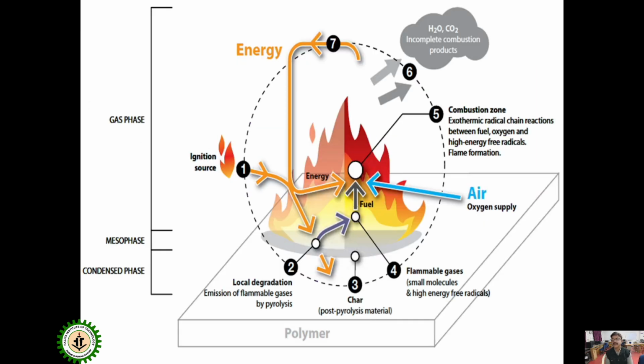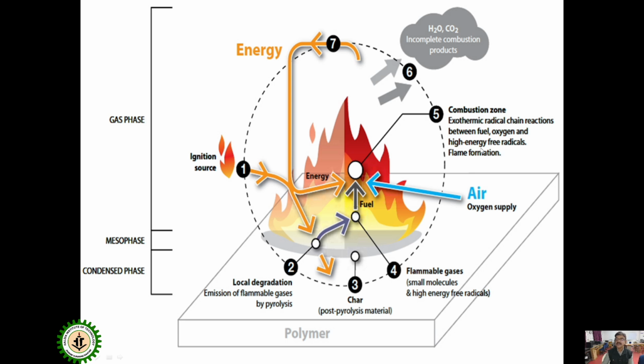You can understand, one is the combustion zone. The first is the ignition source. Then the local degradation process starts, and after that char is formed at the end. The flammable gases come out. After that they mix with oxygen from the air, and ultimately go to the combustion zone. So the exothermic radical chain reactions between fuel, oxygen and high energy free radicals form the flame.